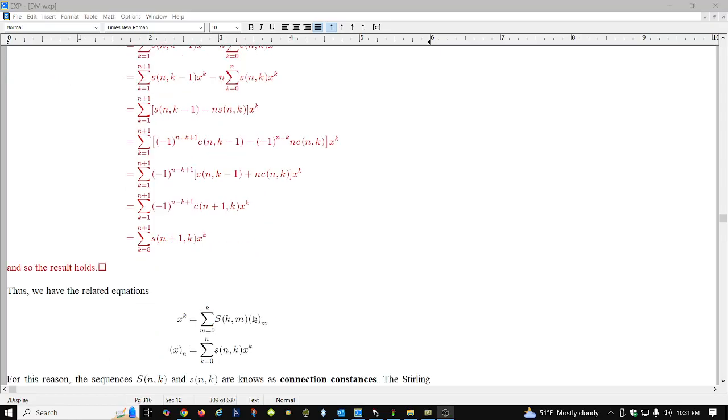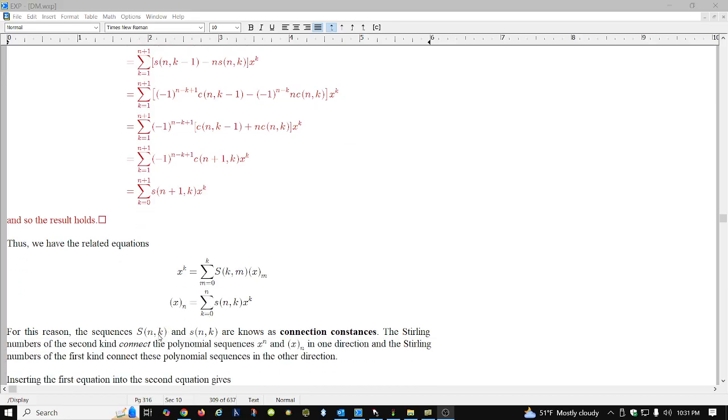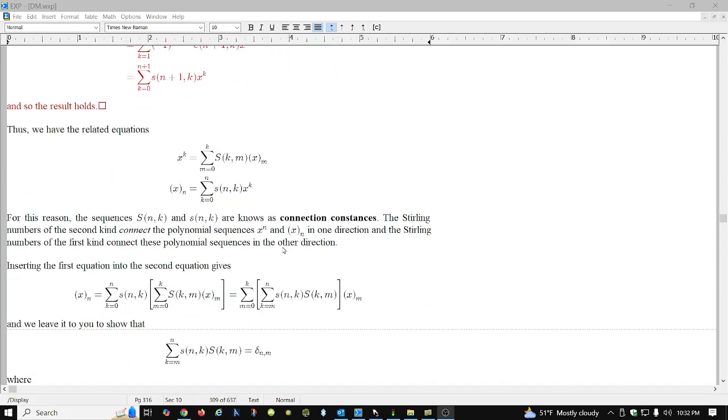In any case, we have both of these relations, and in combinatorics, these two sequences of coefficients would be known as connection constants because they connect these two polynomial sequences. That's big business in combinatorics, but even more so in the theory of special functions, which is something I would prefer not to go into. Okay, it can be somewhat unpleasant. A lot of equations, a lot of summations.